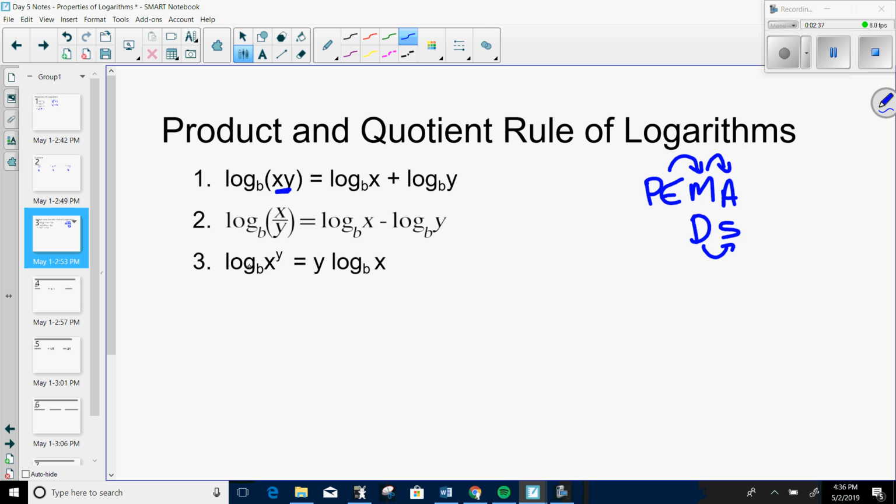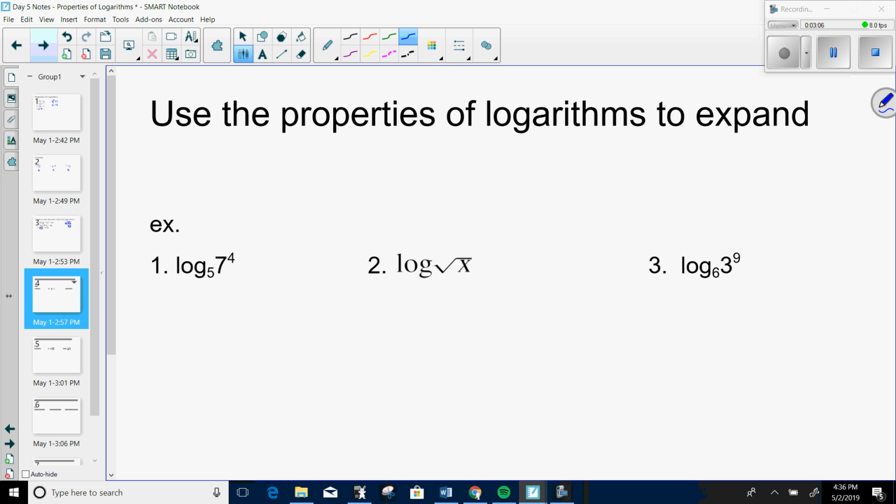And then this one here, number 3, what we do is we take this exponent right here and move it in front, like what we have is y times this. If you think about what a logarithm is, this log base x right here is an exponent raised to another exponent. Well, when we have an exponent raised to an exponent, you multiply those, and that's where we're getting this. So we're going to talk about how to use those to expand and condense and evaluate and do all those things.